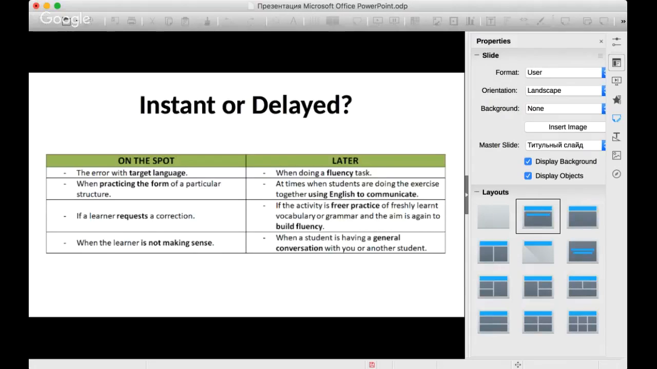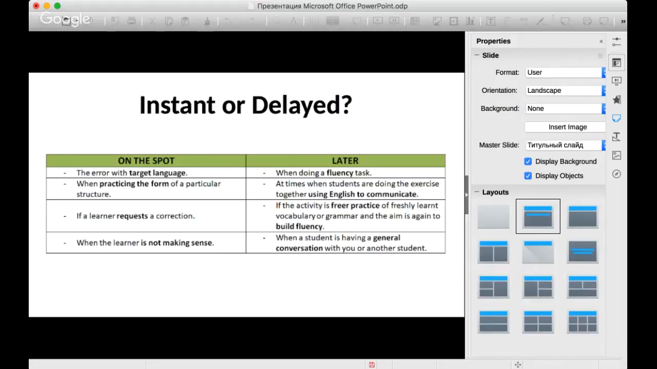Also, some of the learners can request and ask you to correct. Yes, they can ask you, like, teacher, tell me if I'm correct or not, or if it is a mistake or not. In this case, you also need to answer on the spot. And the last thing that you need to correct is when your students are saying something, but it is not making sense at all, and other partners here or other students can't understand at all what the person is talking about. In this case, you can help your student to build the correct sentence.